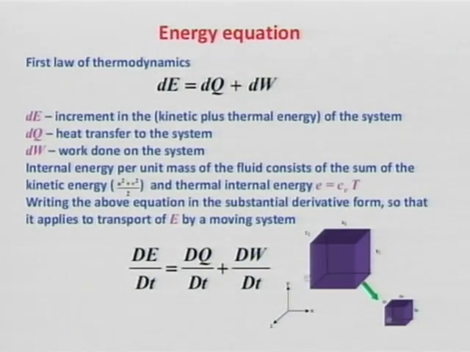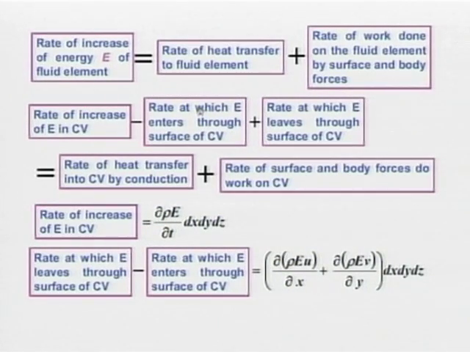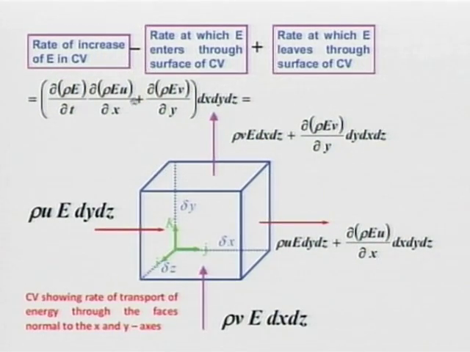We are taking a small control volume, and I am taking the change in the internal energy is equal to the heat transfer to the system and the work done on the system. Now, if I take that change in the energy, what is that change? If I do the budget, what are we saying? There is a net rate of energy increase in the control volume; some energy is getting in and some energy is getting out.